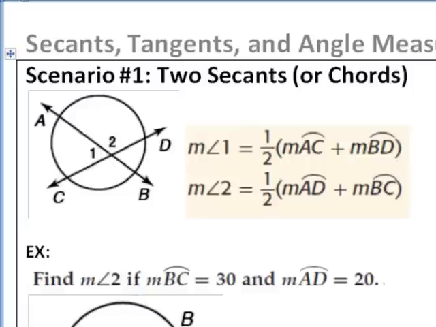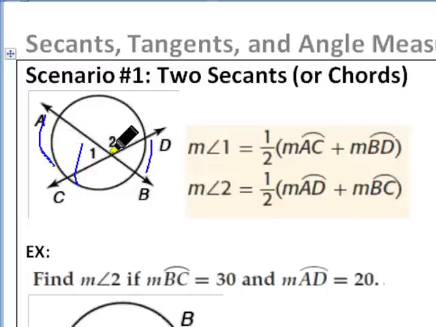The very first scenario we've got here says that we've got two secants or chords, whichever they may be, that are intersecting, but they're not intersecting at the center. So take a look, notice that this point where they're crossing is not the center. Okay, and if that's the case, then what I have to do, it tells me right here, we're going to take half for angle 1. So let's mark it in here. Angle 1 is here. Angle 1 is going to be half of the arc AC plus arc BD.